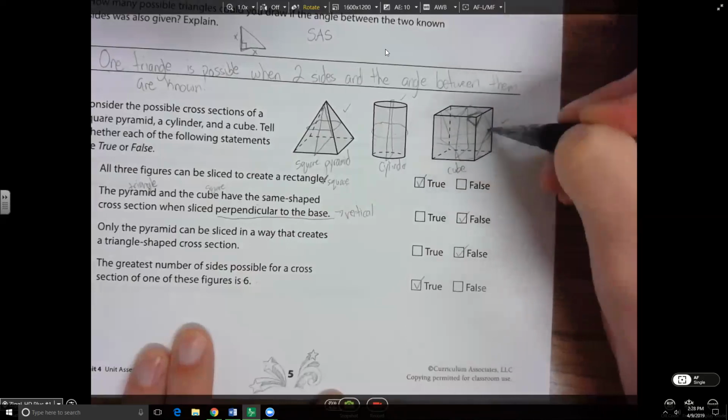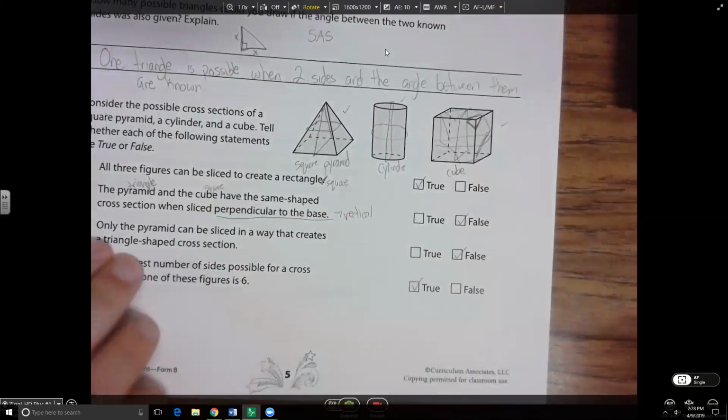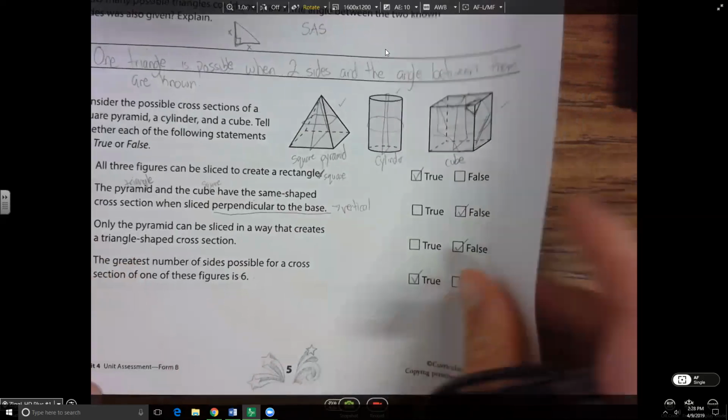And then the hexagon there would go through every side. So that one is true. And that would be true for the cube.